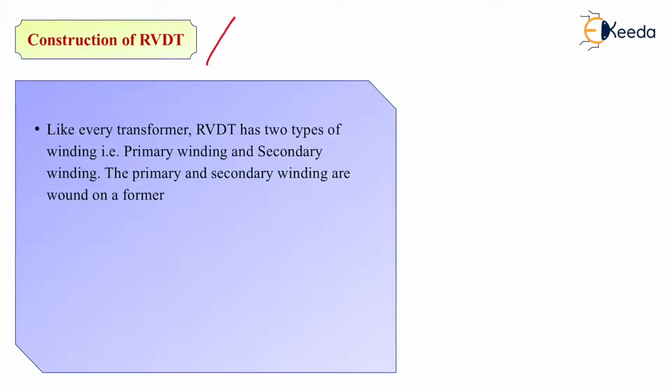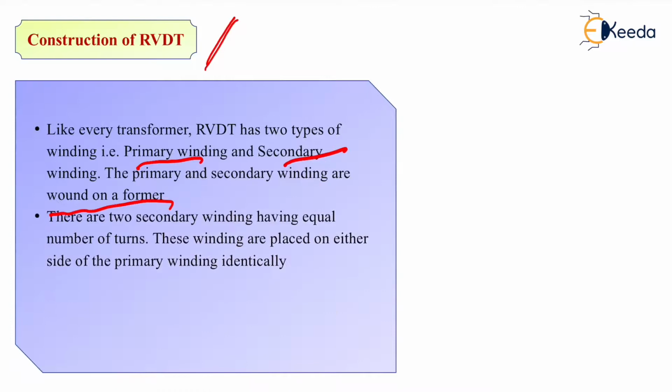And if we see the RVDTs, they also consist of primary windings and secondary windings. And the primary and the secondary windings are wound on a former. So there are two secondary windings having an equal number of turns. Like in the LVDTs, that is linear variable displacement transducers, they again had two secondary windings having the same number of turns. In RVDT also the secondary winding has two parts which have the same number of turns.